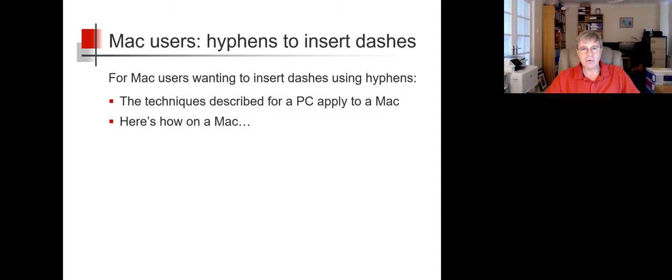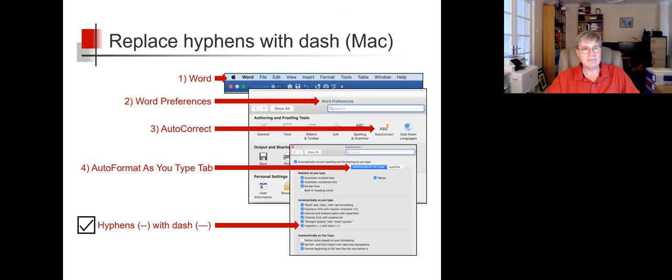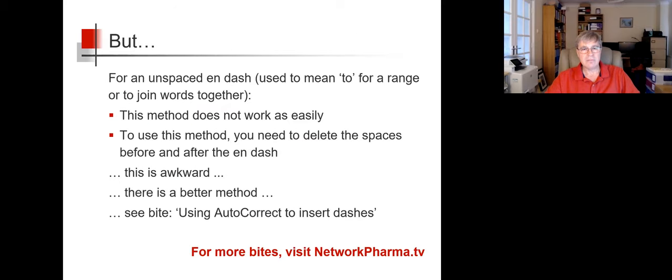For Mac users wanting to insert dashes just using hyphens, the techniques described for a PC also apply to a Mac. Here's how to check the settings on a Mac. The sequence is Word, Word Preferences, Autocorrect, Auto Format as you type tab, and check the box hyphens with dash.